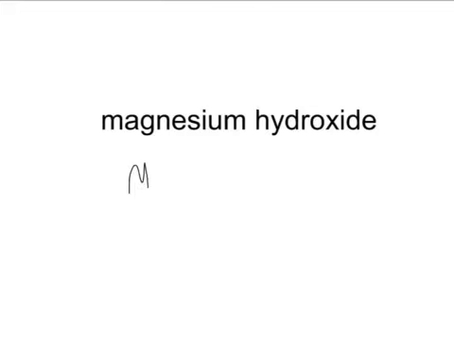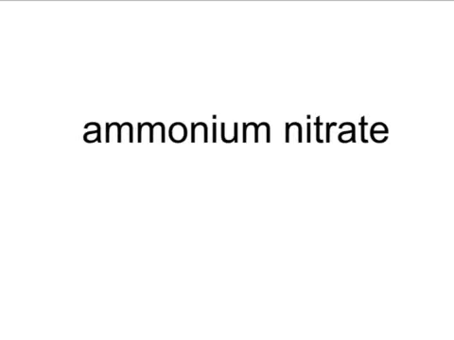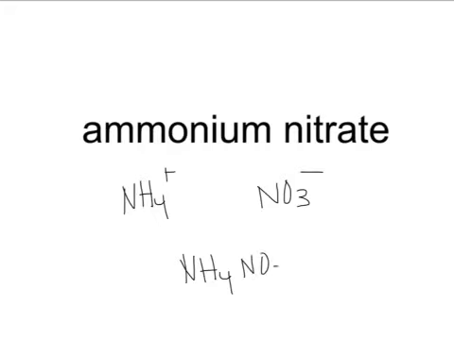Okay, magnesium is Mg as a 2+ charge. Hydroxide, a polyatomic OH 1-. Mg(OH)2, magnesium hydroxide. Ammonium nitrate, ammonium polyatomic ion, NH4 1+. Nitrate also a polyatomic NO3 1-. Equal and opposite charges, NH4NO3.